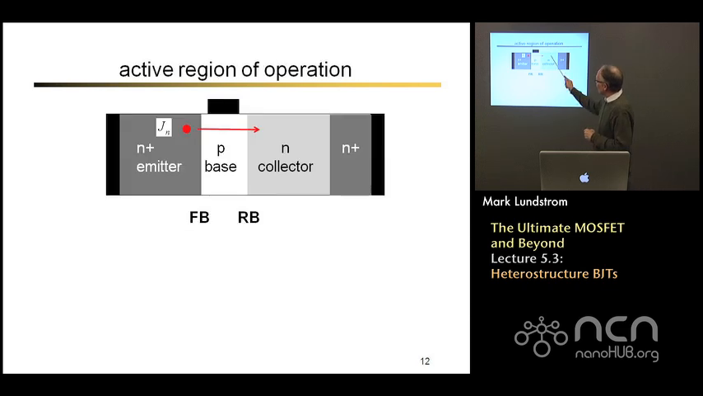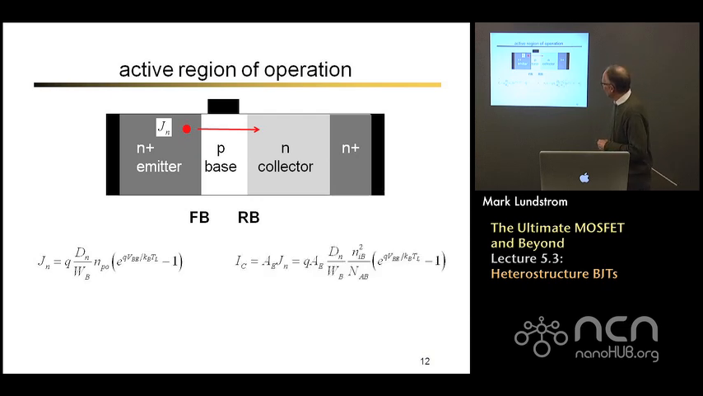So in this active region of operation, we forward bias the emitter-base junction and we reverse bias the base-collector junction. If we forward bias the emitter-base junction, we inject electrons from the emitter to the base, and we get the current expression that we derived earlier for a PN junction. The collector current then, there's some cross-sectional area of the emitter coming out of this page. We multiply by that, and we have an expression for the electron current, or the collector current, which is just this current that comes back out.